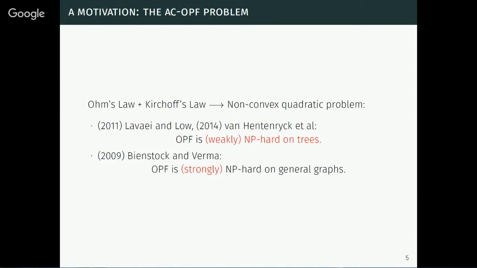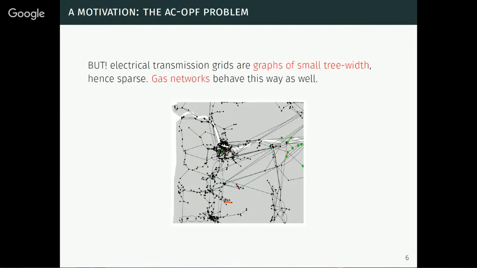So we have a very hard problem, as hard as it gets. What do we do? And how do we deal with this problem? The thing that we're grasping onto is the fact that transmission grids are graphs of small tree width. I will define again what small tree width means, but for now think of it as the graphs roughly look like trees. They're not necessarily trees. You can have some clusters. But if you look at the big picture, it will resemble a tree.